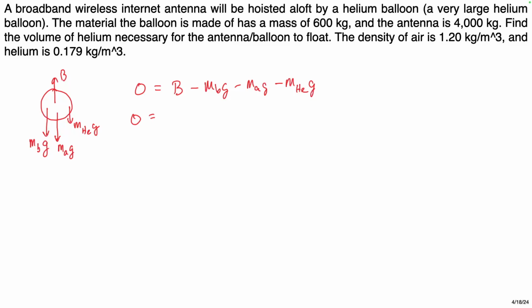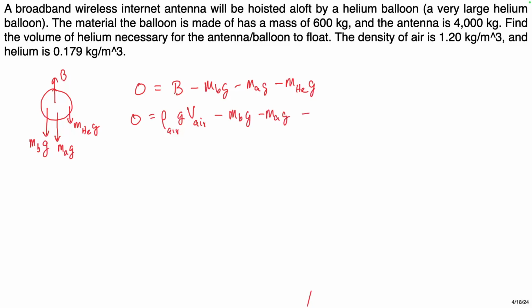Buoyant force. Well, we know the buoyant force is going to be the density of the fluid displaced. And what's the density of the fluid being pushed out of the way by our balloon? What fluid is being pushed out of the way? It's air. Times g times volume. Okay, so this is the volume of air pushed out of the way. We'll just leave it as that for right now. Minus the mass of the balloon, which we know. Minus the mass of the antenna, which we know.